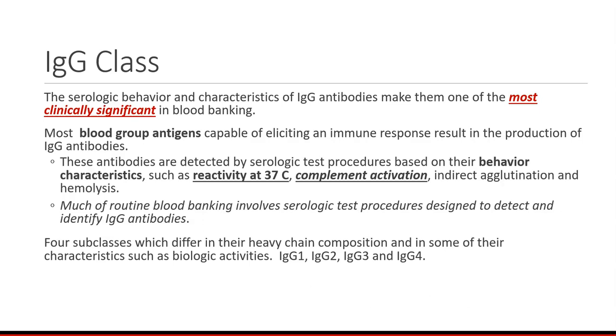There are 4 subclasses which differ in their heavy chain composition and in some of their characteristics, such as biological activities. I want you to know there's IgG 1 through 4, but at the medtech level, you would need to know the characteristics of the specific subclasses, but as an MLT, you are not.